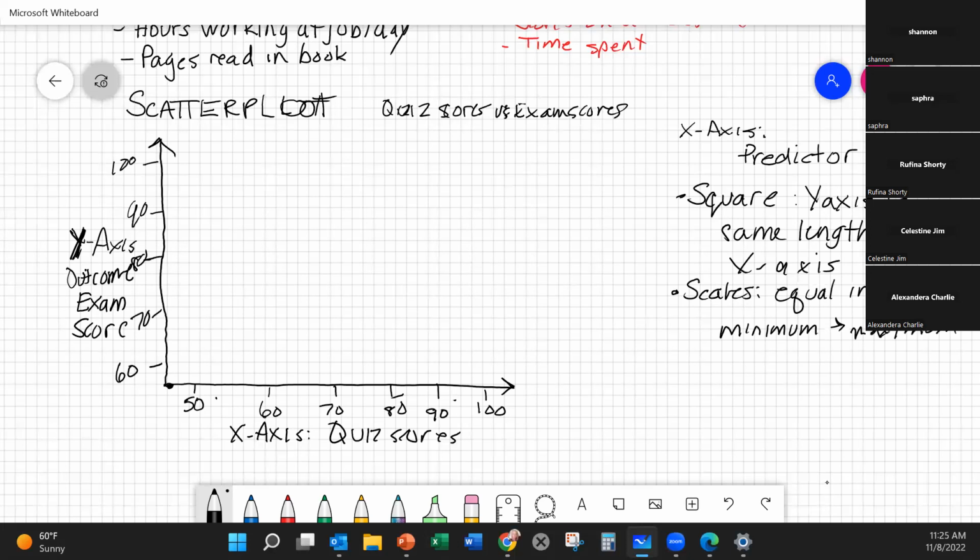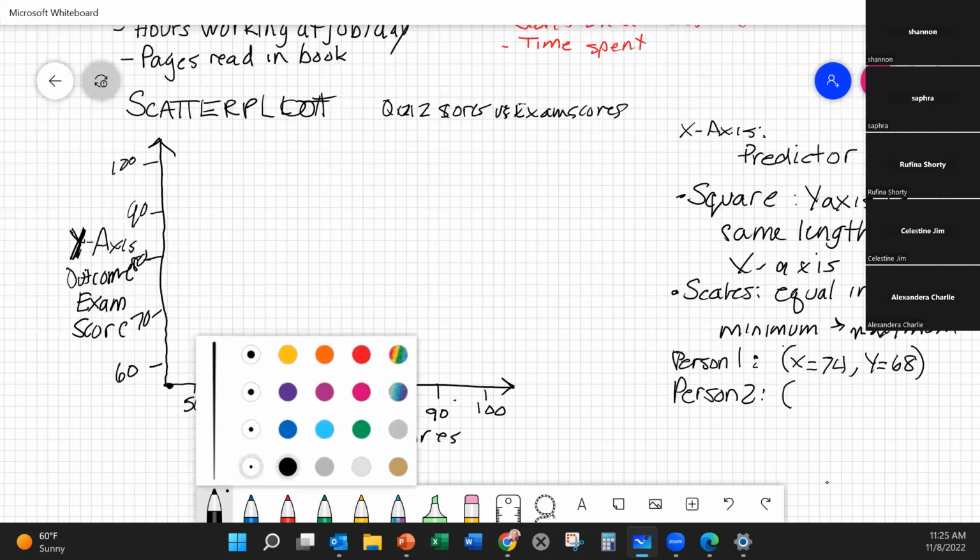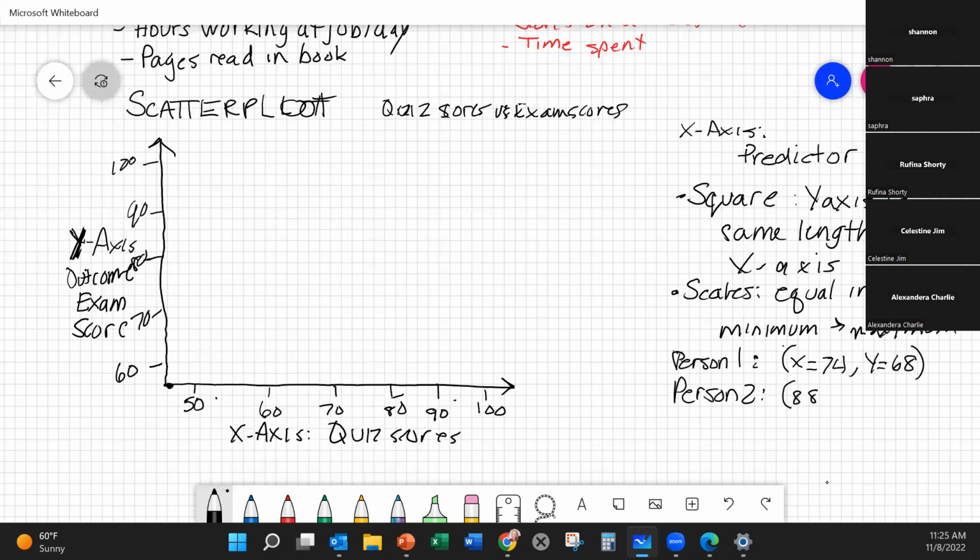I did not go in and get your data yet, but let's imagine that person 1 had an average quiz score. I'll just put these in parentheses. I'll put the quiz score first because it's on the x-axis. I'll write that out for now. X equals, let's say the average was 74 and y equals 68. Let's say person 2. I'm just going to write the scores this time without the x and y, but the first one will always be the x. Let's say 88 for the quizzes and 90. Person 3.